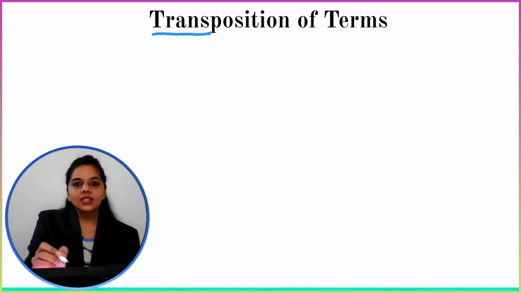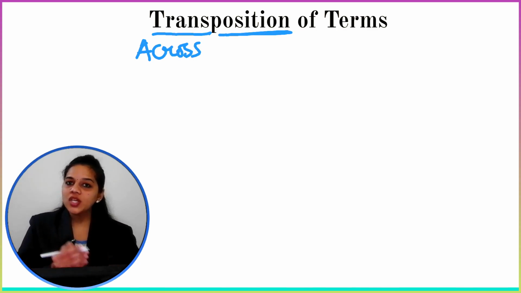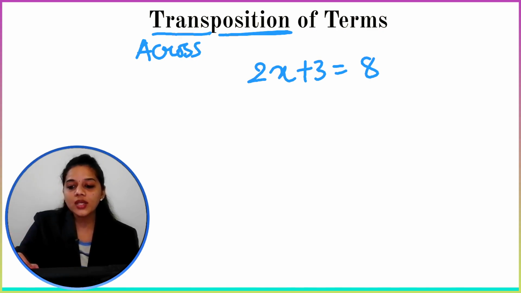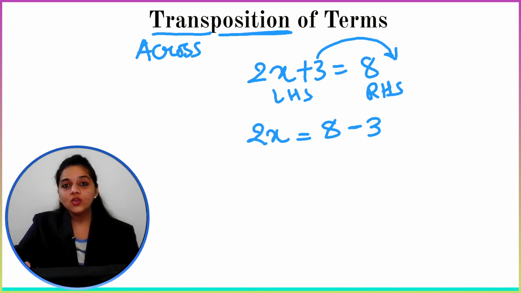The meaning of trans is across or beyond, and position means the place. So if you change the place of terms, equality will remain the same. Equality will not change. Okay, suppose 2x plus 3 is equal to 8. I am going to change the position of plus 3 from LHS to RHS. So how will I write now? 2x is on the left hand side, 8 is on the right hand side. Plus 3 will become minus 3, because when you change the position of terms, the sign will be reversed.